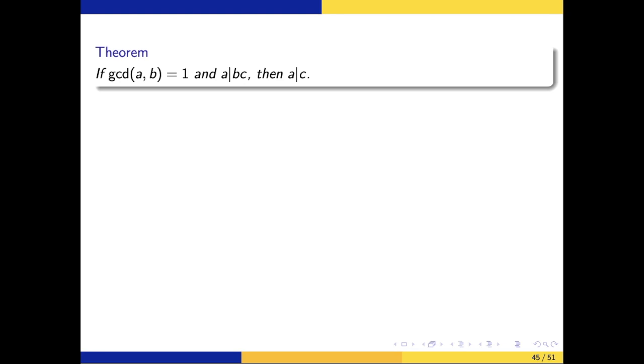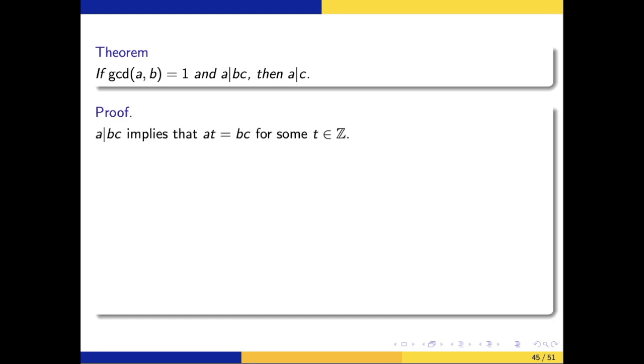Now the second theorem that we need before we can finally pass into the phase of finding a general solution to a linear Diophantine equation is that if two integers a and b are co-prime, that is if their GCD is equal to 1, and we have the condition that a divides bc, then we must have that a divides c. The proof of this is very simple. By hypothesis, we've assumed that a divides bc, and this implies that there exists some integer t such that at equals bc.